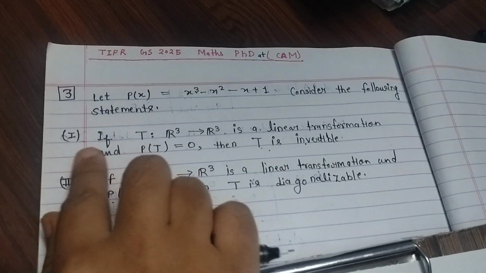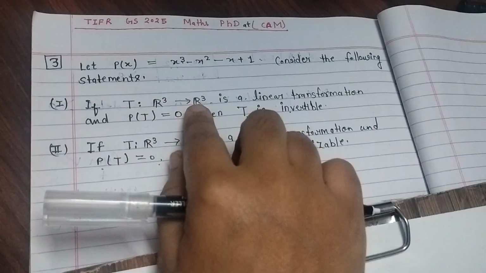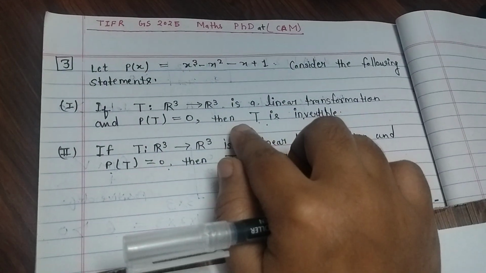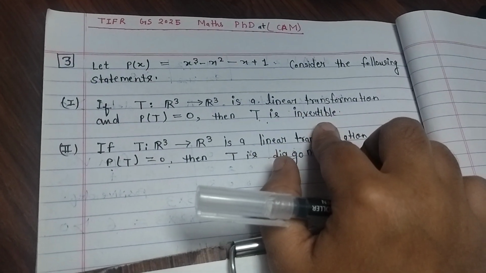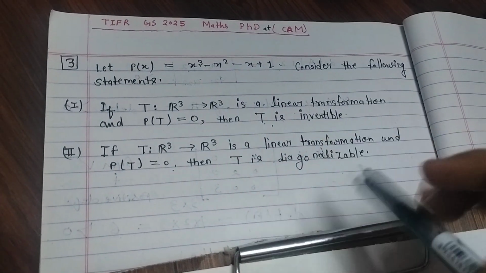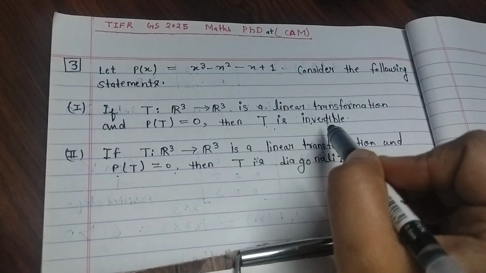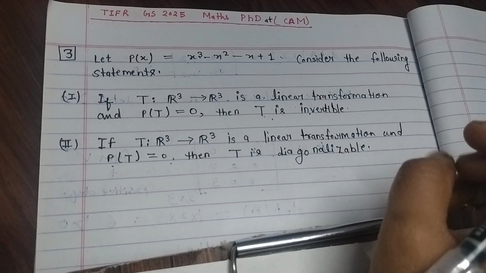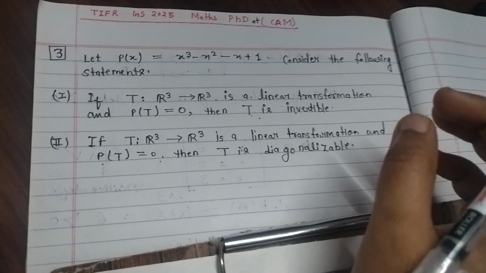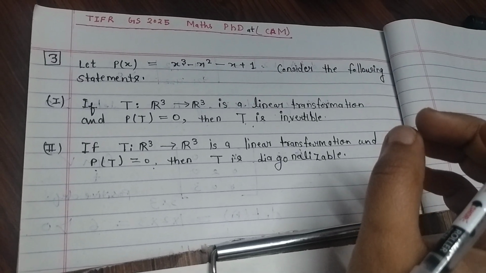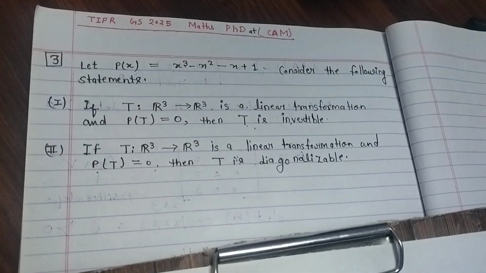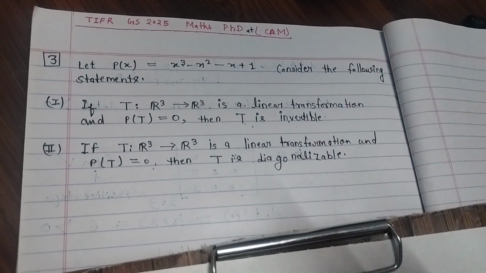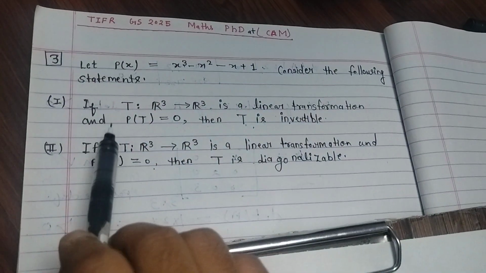The first statement says that if T from R^3 to R^3 is a linear transformation and p(T) is 0, then T is invertible. When we say that T is invertible, or any non-singular matrix is invertible, it means that its determinant is non-zero, which means that none of its eigenvalues is 0. So p(T) is 0.